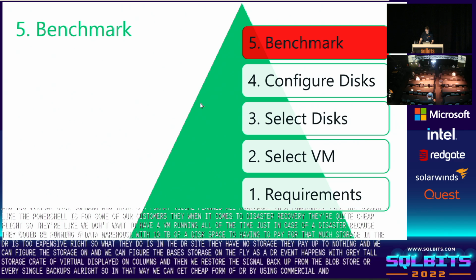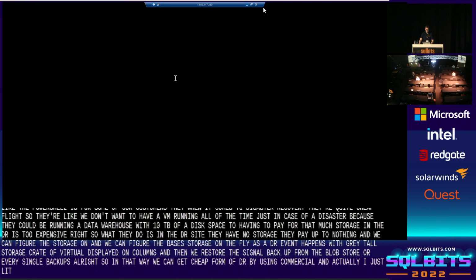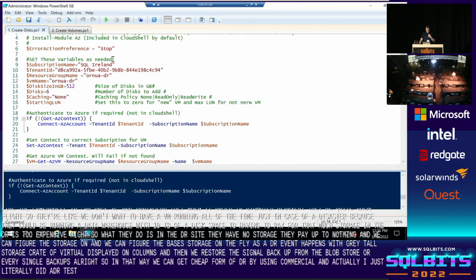And actually, I just literally did a DR test for a customer, so I've got the production DR code here. So here, I've got a VM.